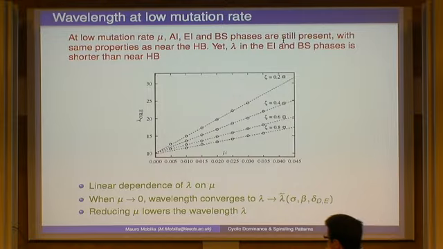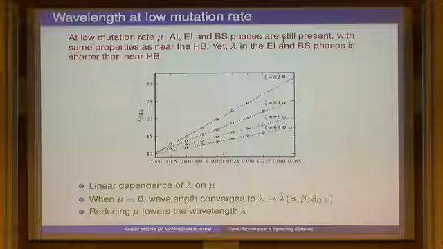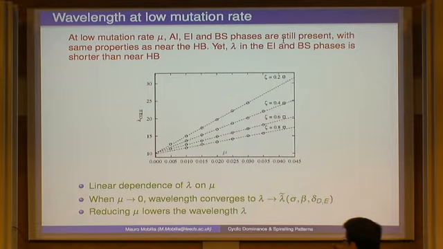So we are interested in knowing what happens to the wavelength in the EI and bound state phases. And what happens is that, just by comparing what we obtain near the Hopf bifurcation with what we have obtained away from it, we notice that just by reducing mu, we lower the value of the wavelength. And what happens is the following.